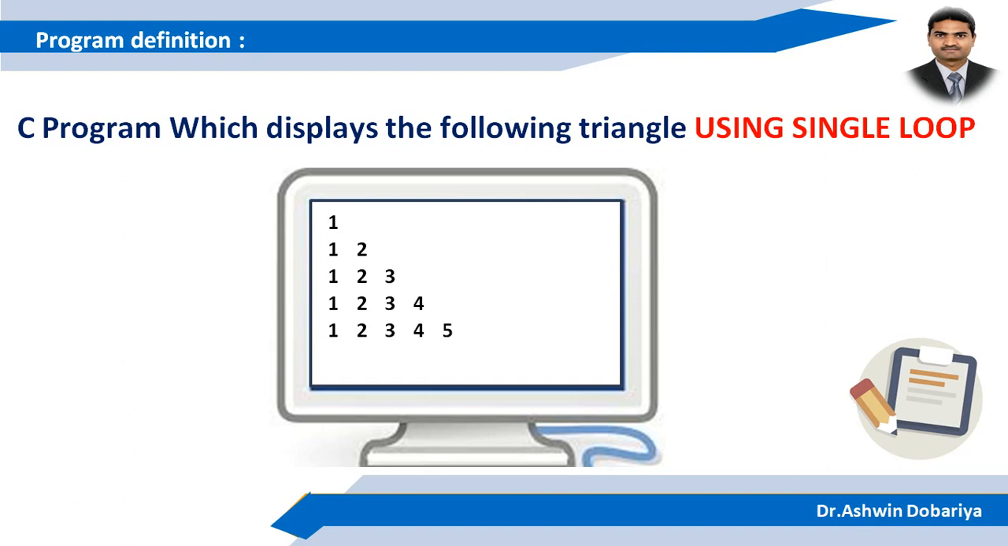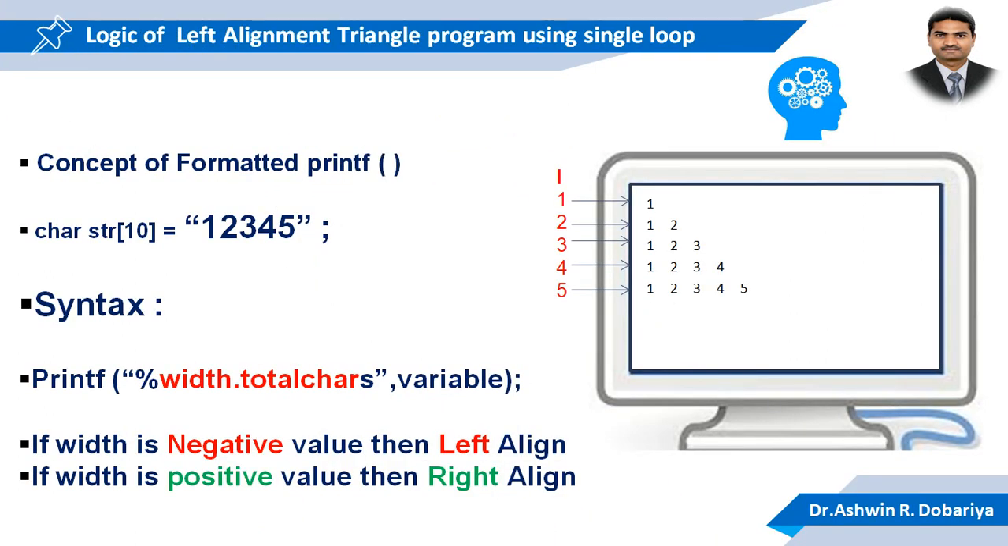In a previous video we have already discussed one similar kind of example. Here this is the example of numbers. Now when we want to use only a single loop, the data that we want to display on the screen we will consider as a string, because in a formatted printf, when we want to display a string, there is a specific format specifier with width and total characters, which we discussed in the previous video and in this video also.